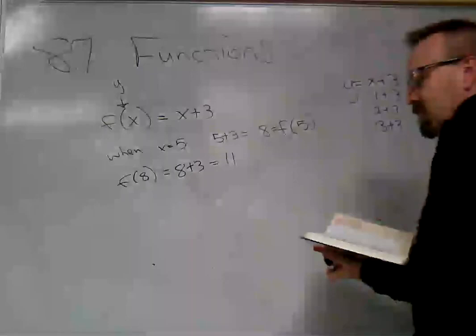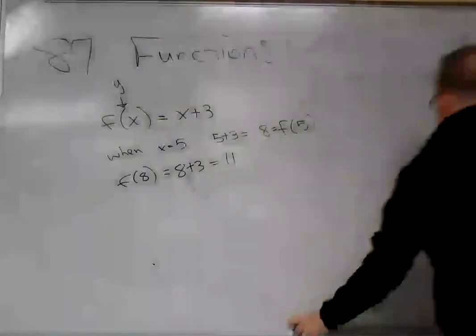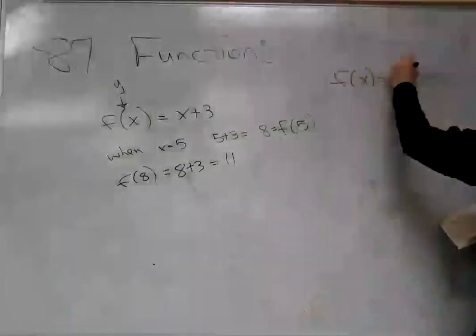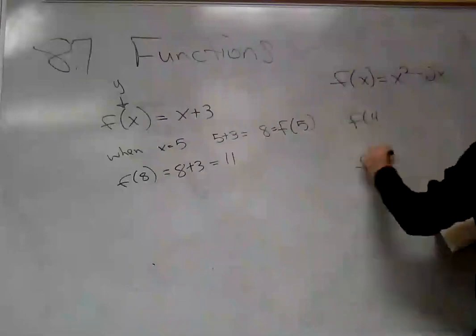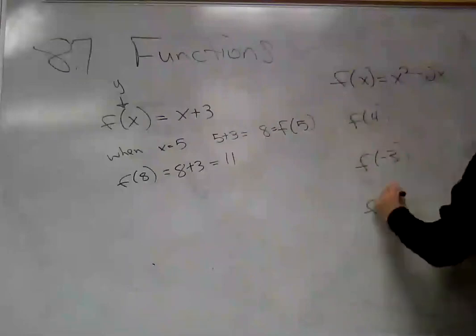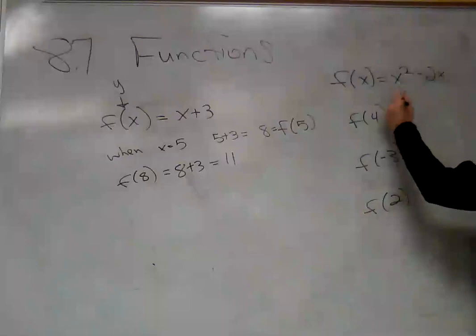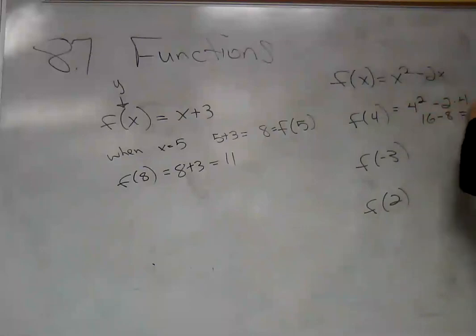Okay, so let's do one more, and that's really all you're going to need to do. Basically, we're going to use order of operations. This one says f of x equals x squared minus 2x. We're going to do f of 4, f of negative 3, and f of 2. Most of these today work that way: on each problem, they're going to give you basically 3 of them to do. So we would just substitute 4 squared minus 2 times 4. 16 minus 8 equals 8.